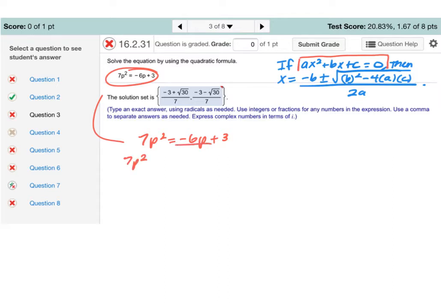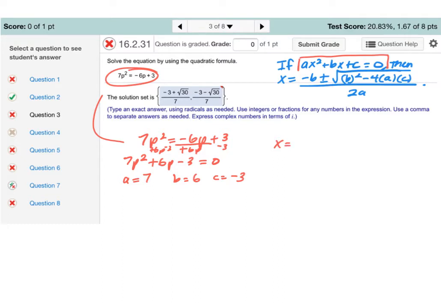And so if I move the 6p over to the opposite, I'll have to add 6p to both sides. So this will become plus 6p. And since this is minus 3, I'll need to subtract 3 on both sides. And so minus 3. And so now we have 7p squared plus 6p minus 3, and we can determine our values for A, B, and C. Okay? So A is equal to 7, B is equal to 6, and C is equal to a negative 3. Okay? And so we can determine the solutions for x by using the quadratic formula.